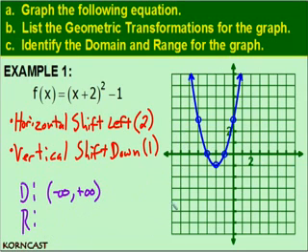The range are all the y values, so the graph comes down, hits -1, and touches, and then goes back up. So we are going to include -1, and since it's going up, it's going to go to +infinity. And that concludes example 1.